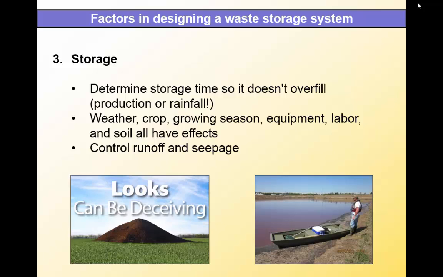So weather, the crop, the growing season, equipment, labor, and soil all have effects. The weather affects when a farmer can get out there, and we have regulations in Maryland about applying in the wintertime. The crop, what's it going to need? Is it going to need the nutrients that are in that manure every year, especially with the different rotations they have? The growing season, the equipment they have to move, transport, deposit it. All of these have a factor in how quickly they can move and how they can use that.